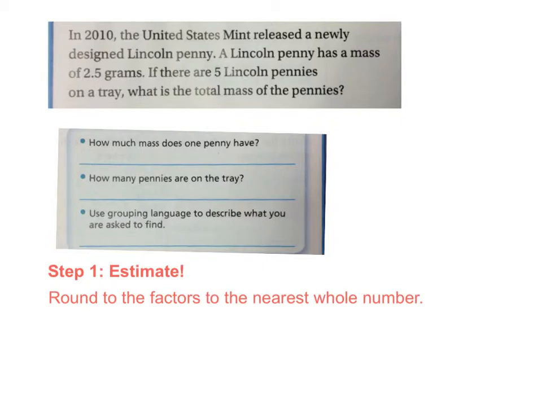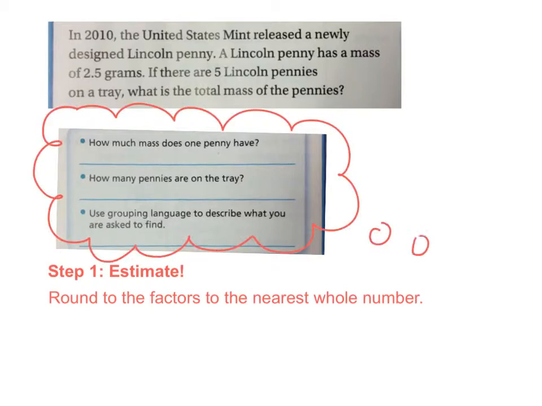So let's think about this in steps. The first question we have to think about in our head, this is all the stuff that we're thinking in our head: How much mass does one penny have? How much does each penny weigh? 2.5 grams. How did you know that the mass of one penny is 2.5 grams? Because it says a Lincoln penny has a mass of 2.5 grams. Okay, the problem gives us the information. Each penny weighs 2.5 grams.